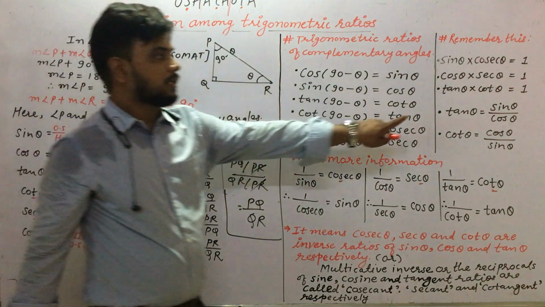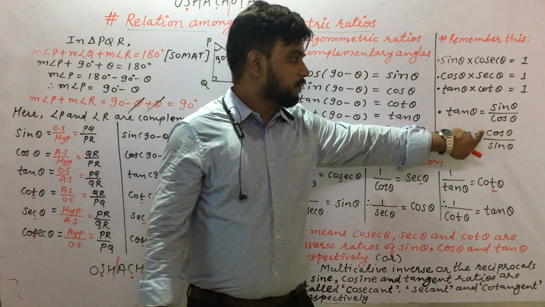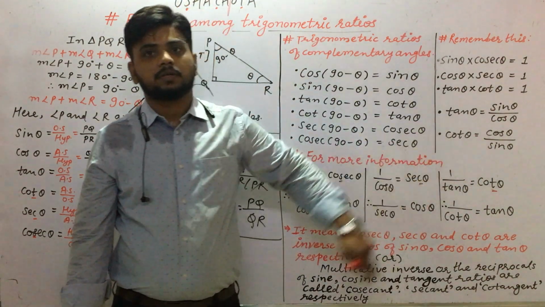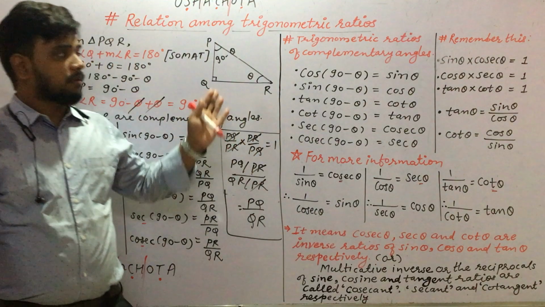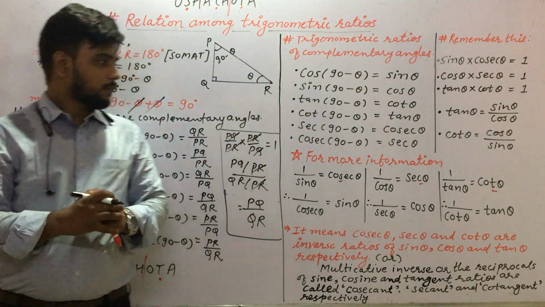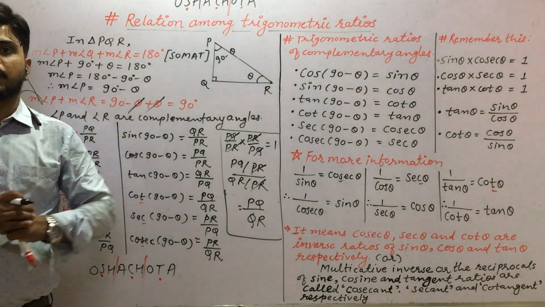Right? So sine upon cos is tan theta, and similarly we can get, if we divide cos by sine, we will get cot. So that's how we can remember these formulas very easily. Okay. So if you want to make a note, you can take a screenshot or you can pause the video.